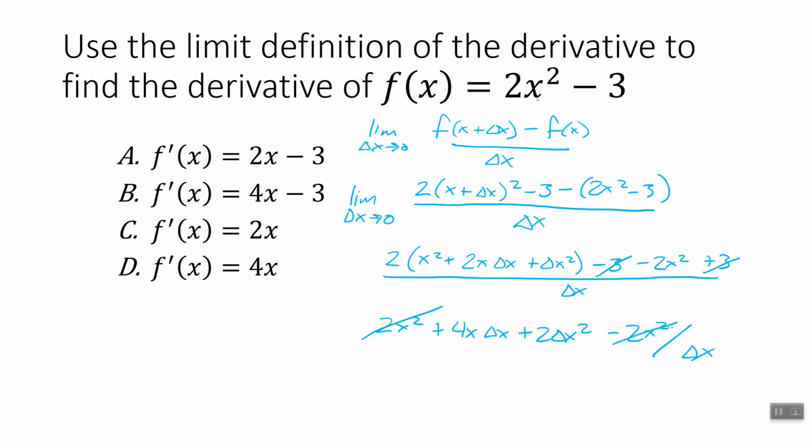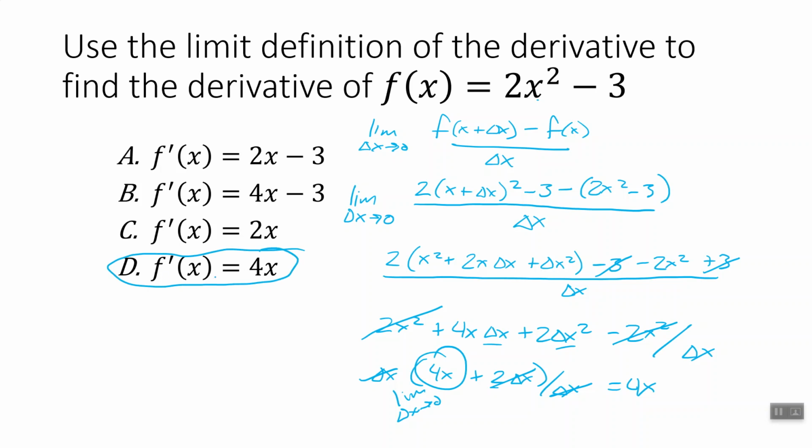Everything without a delta x is going to cancel. So we can factor out a delta x from each of those. So we're left with 4x plus 2 delta x over delta x. The delta x's cancel. Then we take the limit as delta x goes to 0. This term goes away. And we're left with exactly 4x. So our derivative right there, f prime of x, is just 4x. There is going to be a shortcut involving the exponent and the coefficient, and we can get right to that 4x. But for now, that's how we're doing it. All right, so there's our answer.